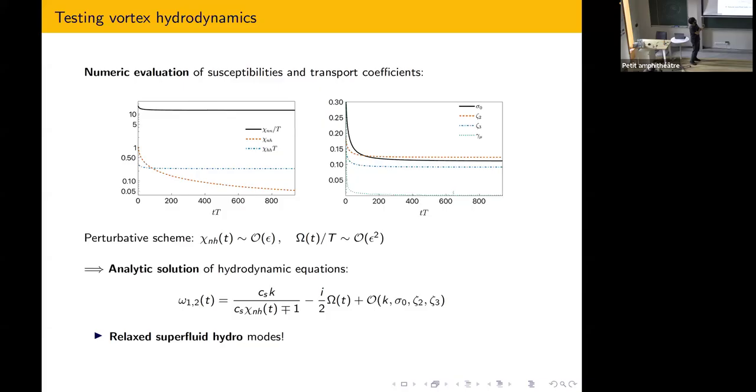And just very quickly, I will flash that based on the numerical evolution of the transport quantities, we can actually introduce a perturbative scheme, and we can have an analytic solution for the time-dependent dispersion relation of the two modes, and they look like relaxed hydrodynamic modes, superfluid hydrodynamic modes. So the first part is the usual superfluid velocity at finite superfluid velocity, and the second there is just a gap for this mode.